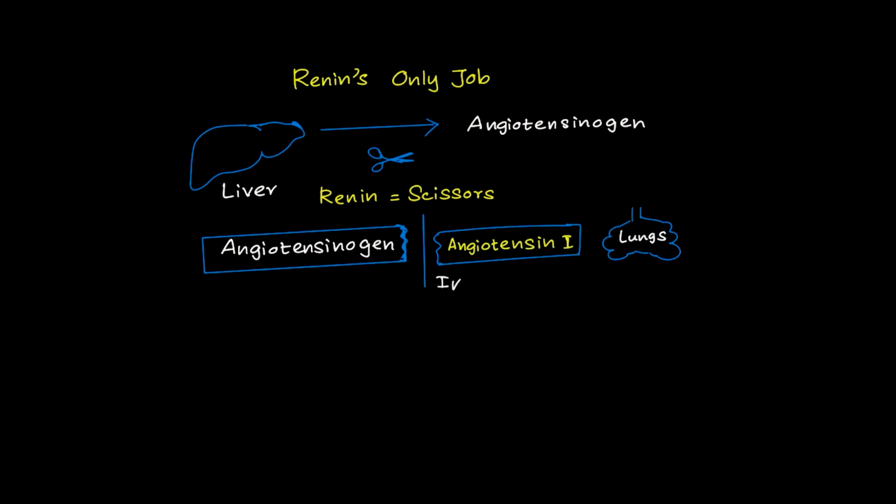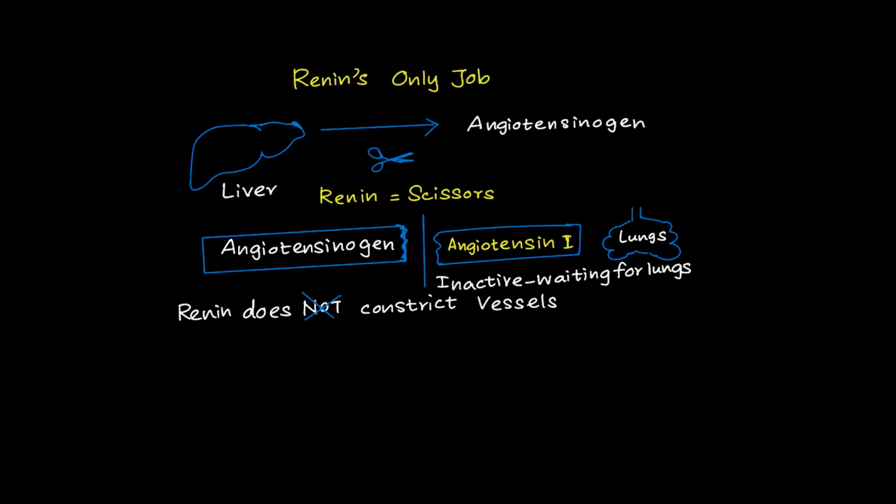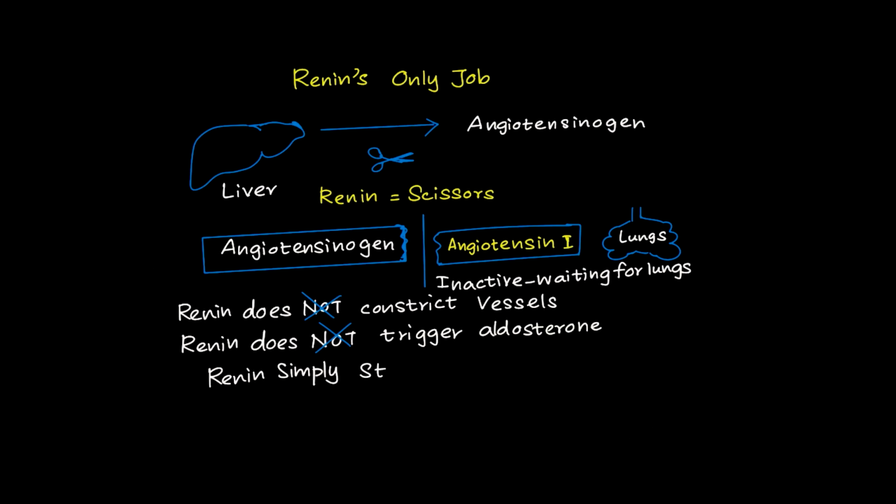At this stage, angiotensin I is still inactive and just circulates through the blood until it reaches the lungs. Option A misses, because renin itself does not constrict vessels. That job belongs to angiotensin II much later in the cascade. Option B is wrong because renin does not pull the aldosterone trigger directly.